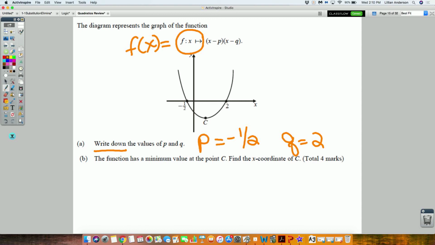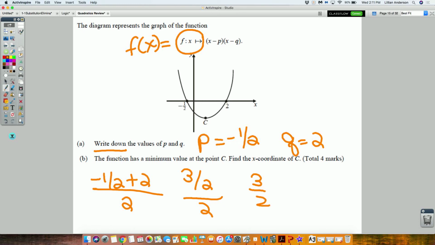Axis of symmetry. So what do we do? Add p plus q divided by 2. So what's a negative half plus 2? 1 and 1/2 or 3 over 2. So what's 3 over 2 divided by 2? 3 over 4. Remember, you have to keep, change, flip. So the answer is 3 over 4. It's only asking for the x-coordinate, not the y. So you gotta be careful.